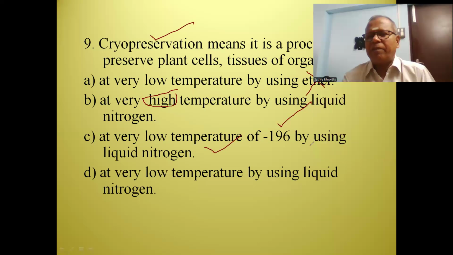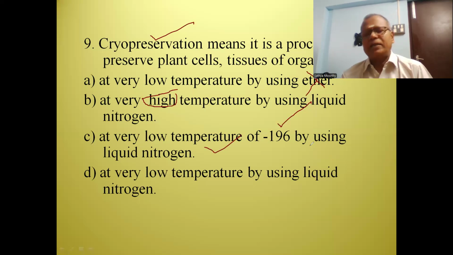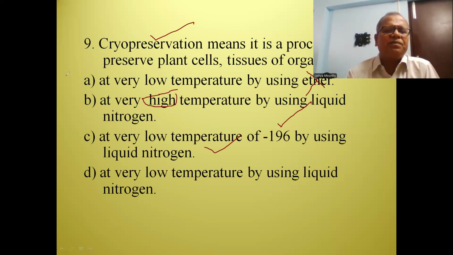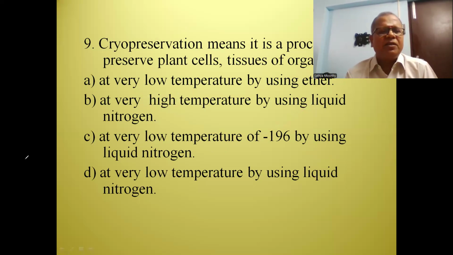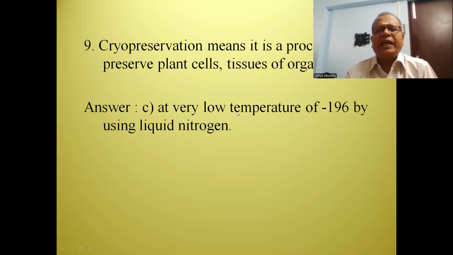So this is the correct answer. Cryopreservation means preserving the germplasm in liquid nitrogen at minus 196 degrees Celsius. It helps in germplasm conservation. Here I should mention 196 degrees Celsius by using liquid nitrogen. This is correct. Okay. Then next question for you.